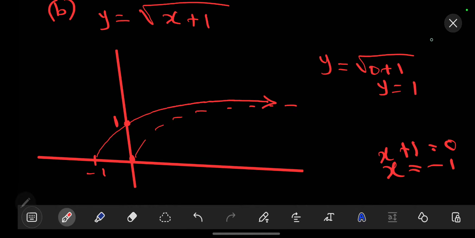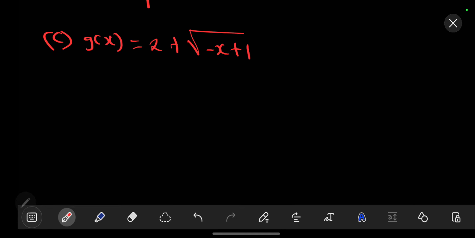Let's look at our next question. We have g of x is equal to 2 plus the root of -x plus 1. So how do we graph this one? Now, this is a bit involved, but it's not difficult. The way we graph by translation is that your x value should always be positive. That is one thing you must know. It should be x plus or minus a, where a represents any number. So x always has to be positive.